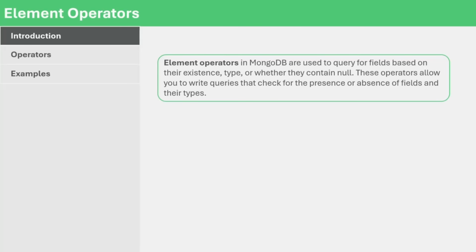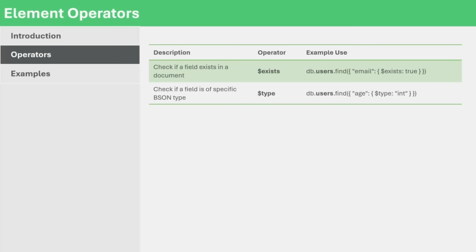So as element operators, we have two operators in MongoDB. We have the $exists operator, which checks if a field in a document exists or not. And then we have the $type operator, which checks, for a field, whether it is storing a specific type of data or not. So let's try to understand them practically.